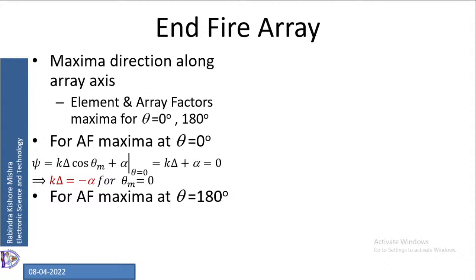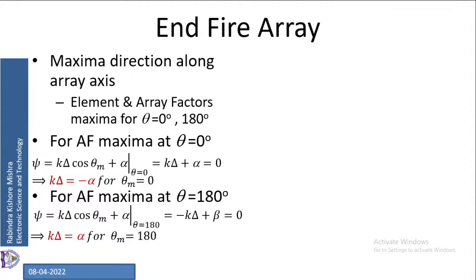For array factor maxima at theta equal to 180 degrees, we will get k delta cos theta m plus alpha, for theta equal to 180 degrees. If you put theta equal to 180 degrees, cos theta m is equal to minus 1, therefore minus k delta plus alpha is equal to 0. This is not beta, this is actually alpha. So k delta is equal to alpha for theta m to be 180 degrees. So both the conditions for end fire array we have got here.